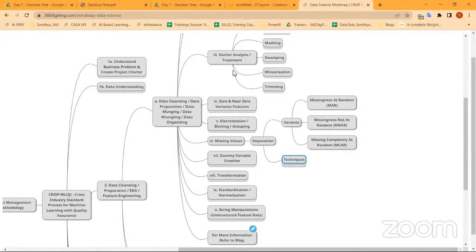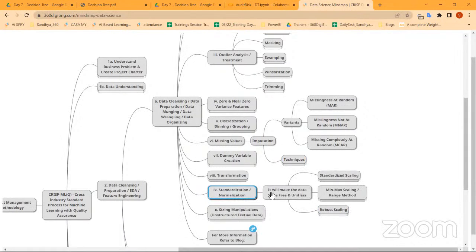So of course, many other things are there. Here you can see the standardization or normalization. It will make the data scale free and unitless. And we do have robust scaling. These are the advantages of doing the normalization, right? And this is a method, the min-max scaling method, and this is used for normalization.